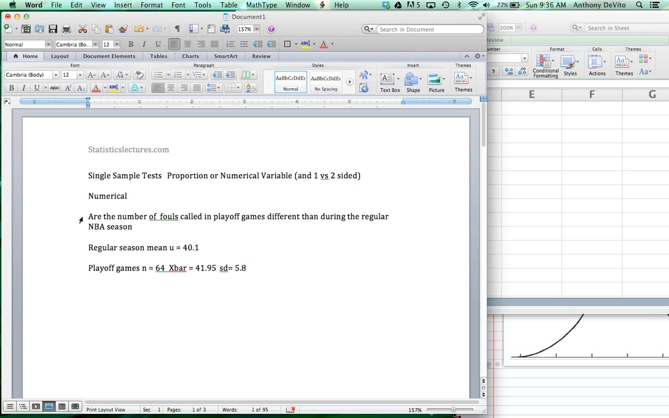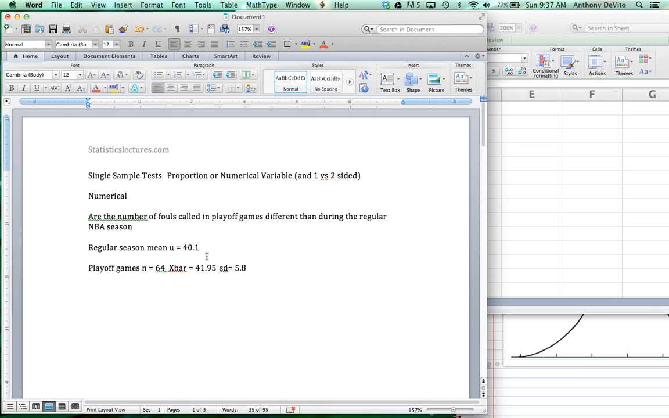Okay, the question is, are the number of fouls called in playoff games different than during the regular season, right? Well, the regular season is over, so we know how many fouls were called during the entire regular season. And during the regular season, they called, let's say, I don't think this is a real number, 40.1 fouls per game. That's the mean number. That's a population mean, because we have every game that was played during the regular season.